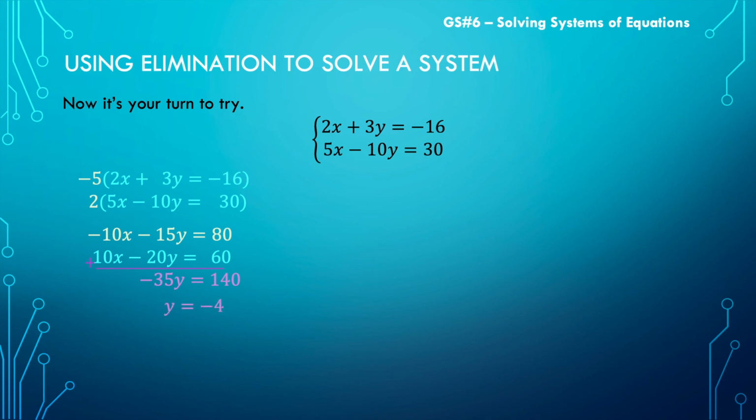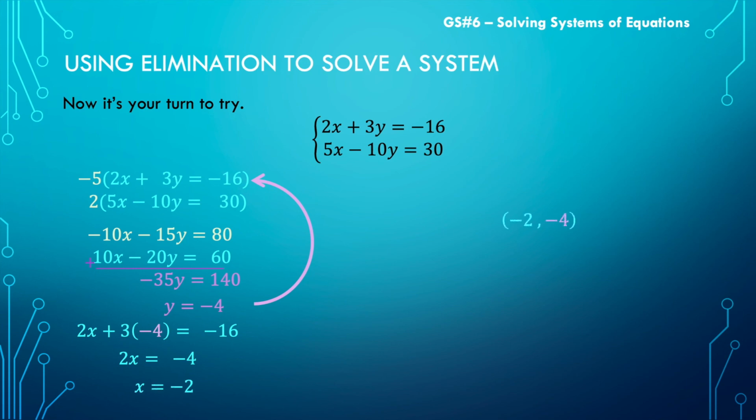Now I'm going to take that negative 4 and substitute it back into one of those equations. And like I said, it doesn't matter which one. I chose the top one this time. So if I plug in that negative 4 where I see y, I'd be left with the equation 2x plus 3 times negative 4 is equal to negative 16. So 2x minus 12 is equal to negative 16, or 2x is equal to negative 4. That will give me an x is equal to negative 2. So I think my solution is negative 2, negative 4.